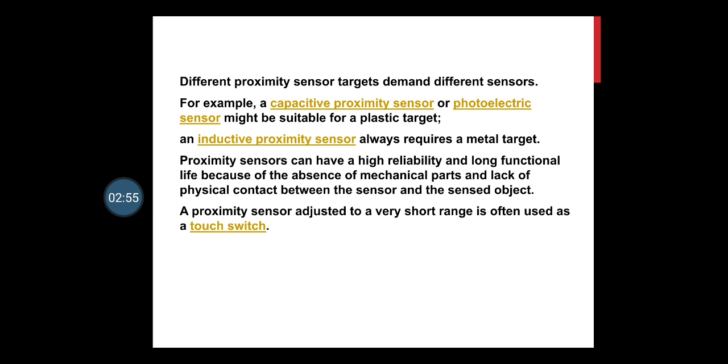Now different proximity sensor targets demand different sensors. For example, capacitive proximity sensors or photoelectric sensors may be suitable for plastic targets. So for plastic targets you need capacitive proximity sensors, and an inductive proximity sensor always requires a metal target.